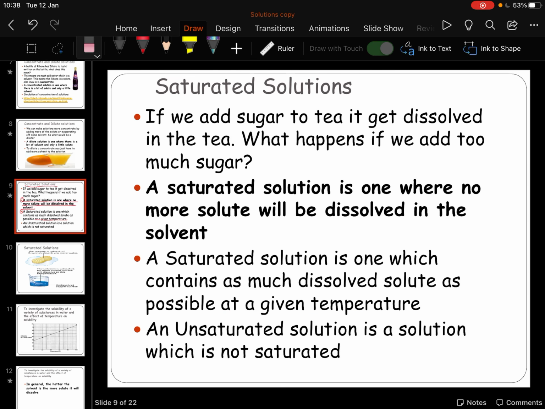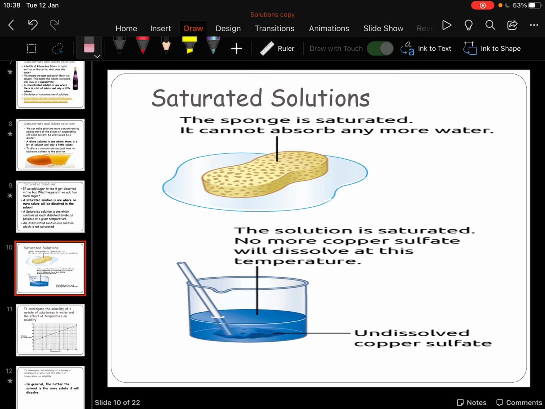And then the last point there: an unsaturated solution is a solution which is not saturated. I only put that in because that was a question somebody asked before. What would you call it if it's not saturated? Well, it'd be unsaturated, okay?